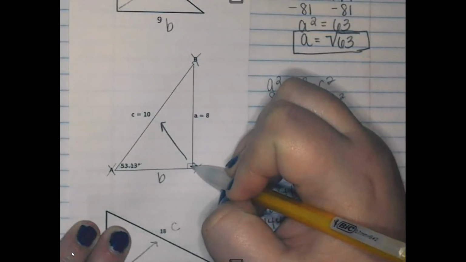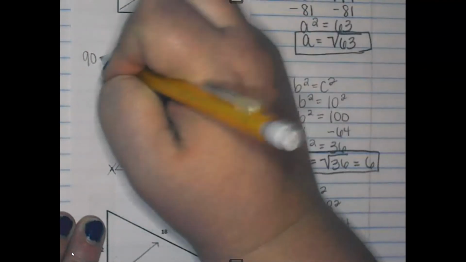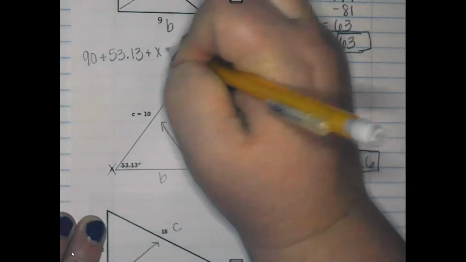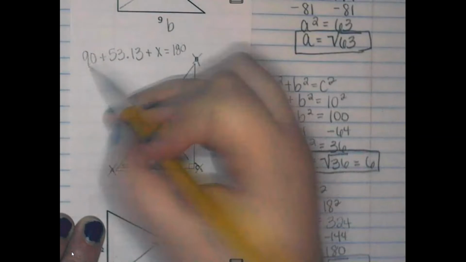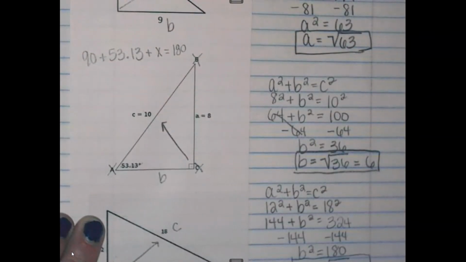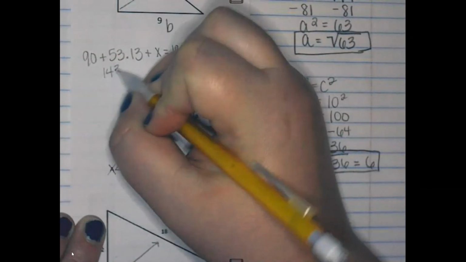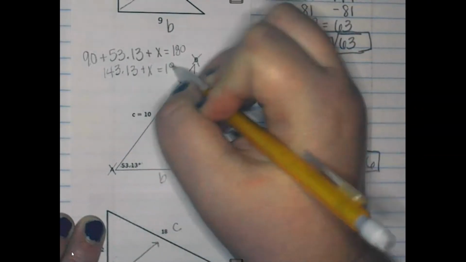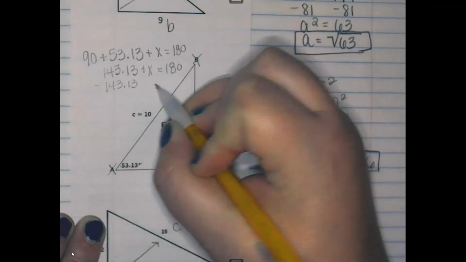This angle right here is 90. So I have a 90-degree angle. I have a 53.13 angle. And then I have an unknown, so I'm just going to put an X for it. And 3 angles together equal 180. So I'm going to add those two together. 90 plus 53.13 equals 143.13 plus X. I'm going to subtract that 143.13 from both sides.